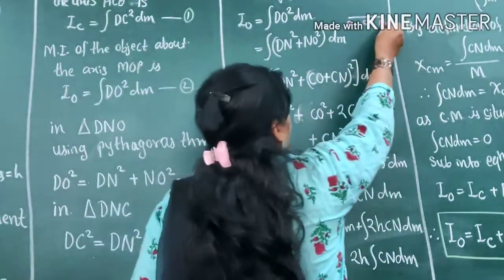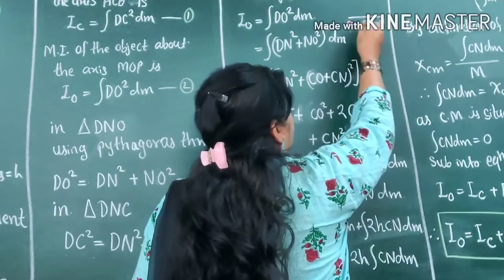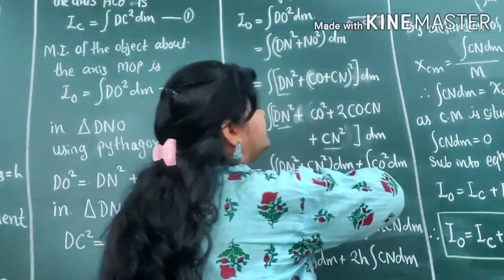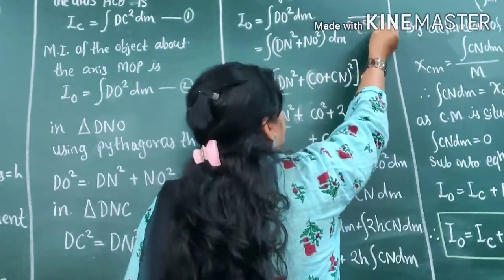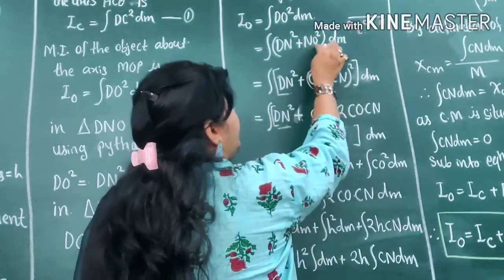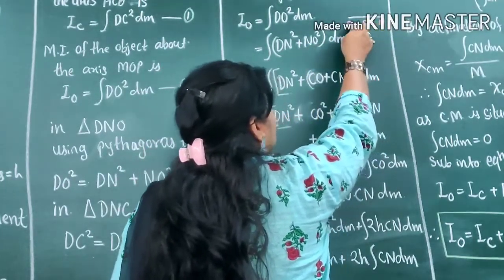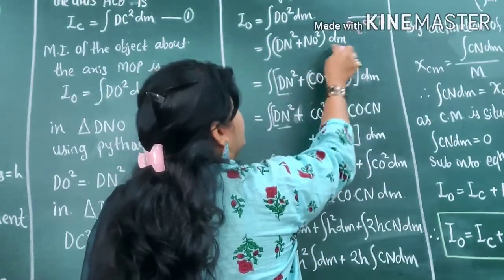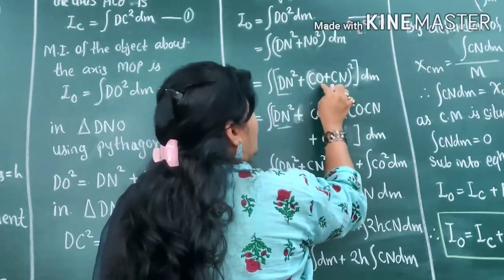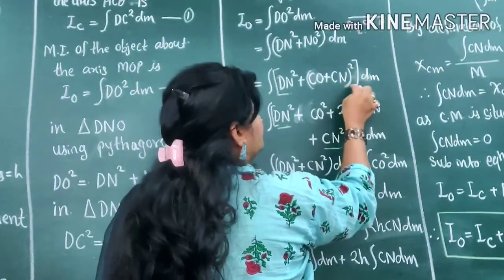Now NO, if you see, is divided into two parts, first part and second part. Means we can write NO is equal to NC plus CO. That's why NO is equal to (CO plus CN) whole square.